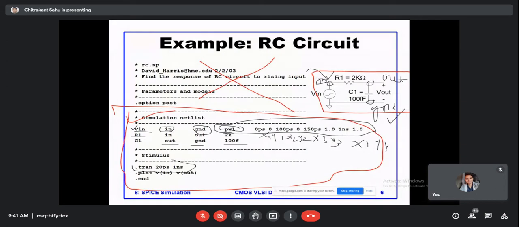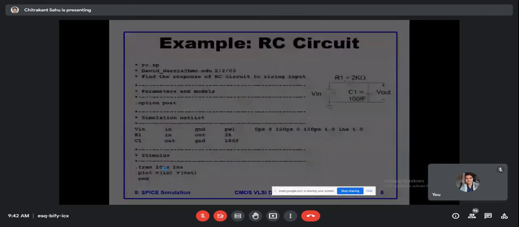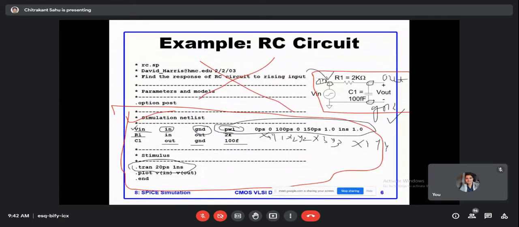Second, if the RC circuit is ready, you define some keywords related to the transient analysis. During the transient analysis we also have to say for how much time duration our waveform should appear. It should appear for 1 nanosecond, and what should be the step size. Suppose 1 nanosecond is my final time, and 20 picosecond is the step size.